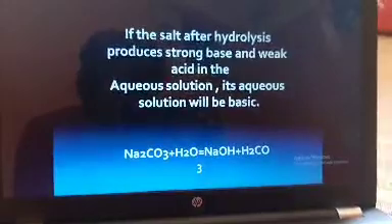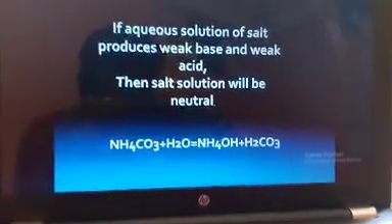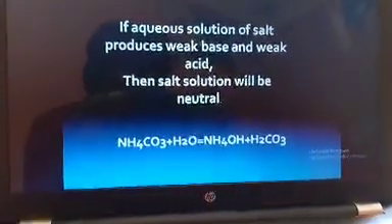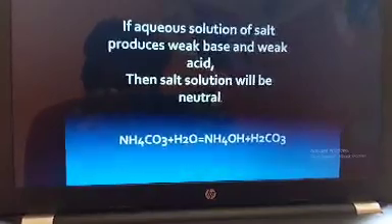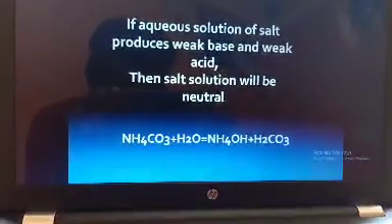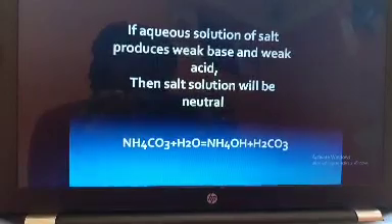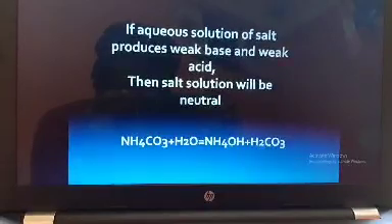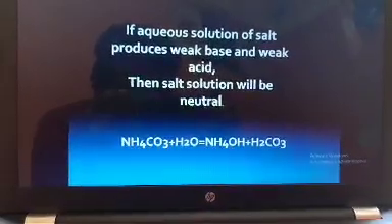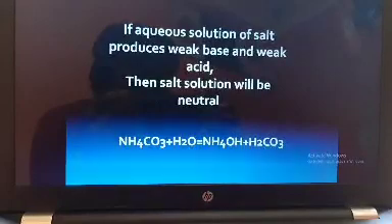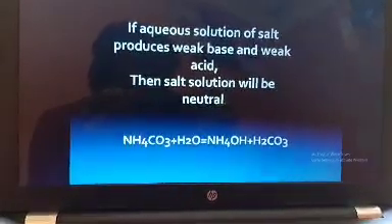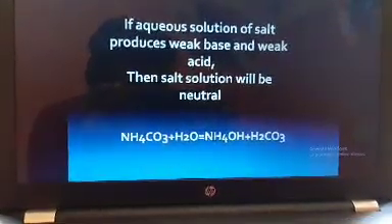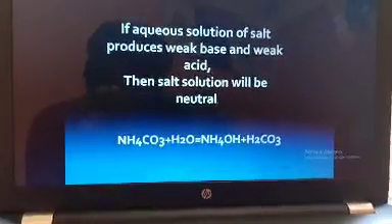Now let us go to another example. If the aqueous solution of a salt produces a weak base and a weak acid, the salt solution again will be neutral. See, NH4CO3, sorry, the formula is written wrong there. It will be (NH4)2CO3. (NH4)2CO3, when it reacts with water, will produce NH4OH and H2CO3. Now NH4OH is a weak base and H2CO3 is a weak acid, so the salt solution will be neutral.